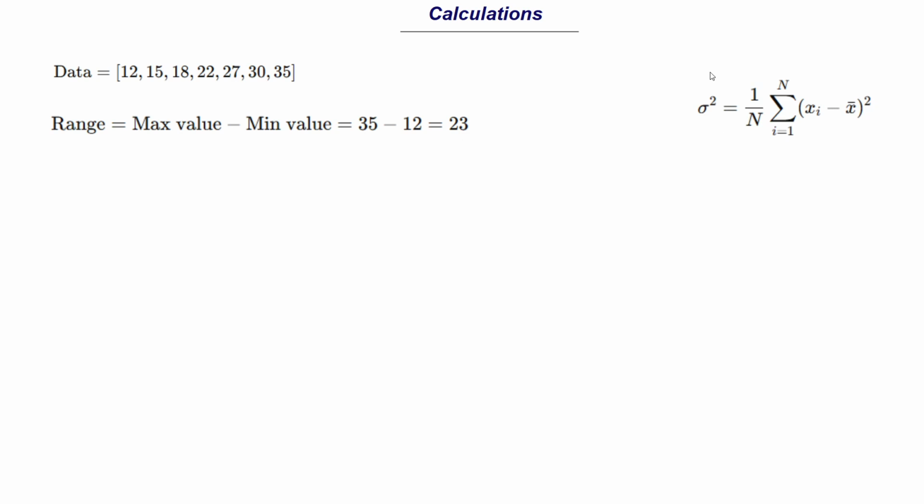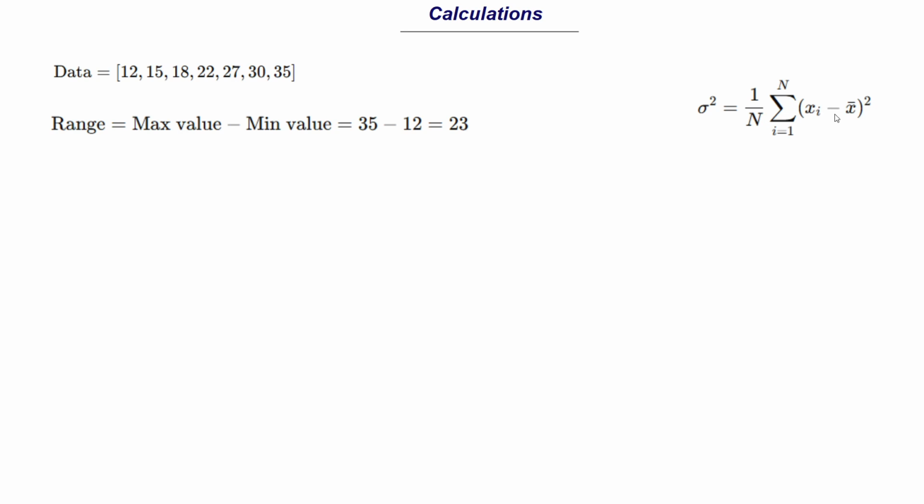And now let's use the population variance, because we are going to take this entire data set. So we have 1 divided by n, times the summation of xi minus x bar, where xi is nothing but the individual data points that we have over here, and x bar represents your mean or average value. So you find the difference, square it, add it up, and then divide it by n.